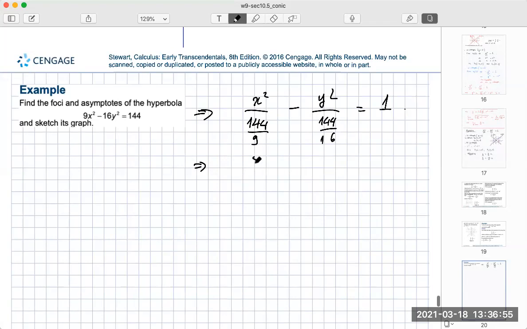It will be x squared divided by 16, or 4 squared, right? And y squared, sorry? Say it again, please.